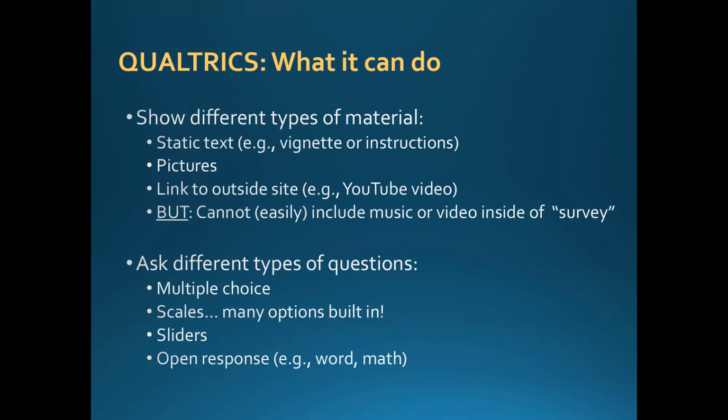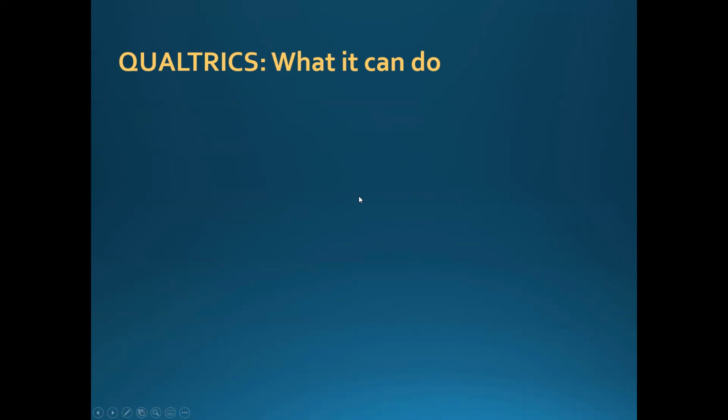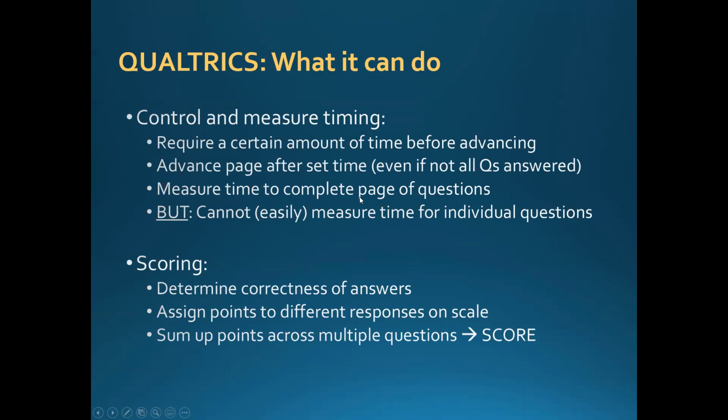But it can also ask different types of questions. You can have multiple choice, scale, sliders, and then open response. You can also control and measure the timing of pages. So you can require a certain amount of time before advancing. This is really important if you want to make sure your participants are actually reading.